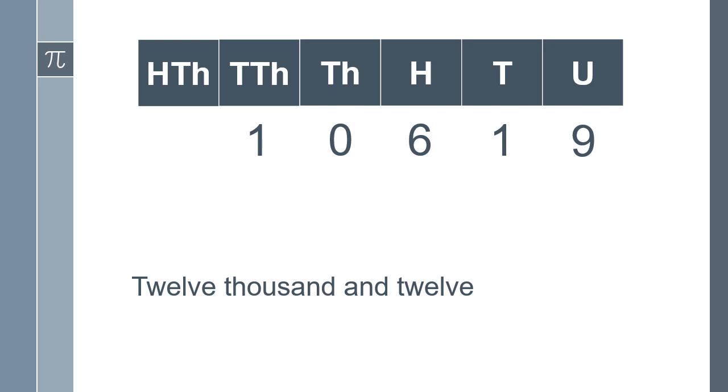12,012. So again, we need to look at our thousands columns. So we put 1 in the 10,000 column, 2 in the thousand column, so that gives us our 12,000. And then we put 1 in the tens column and 2 in the units column to give 12. And then in that empty column, we put 0.